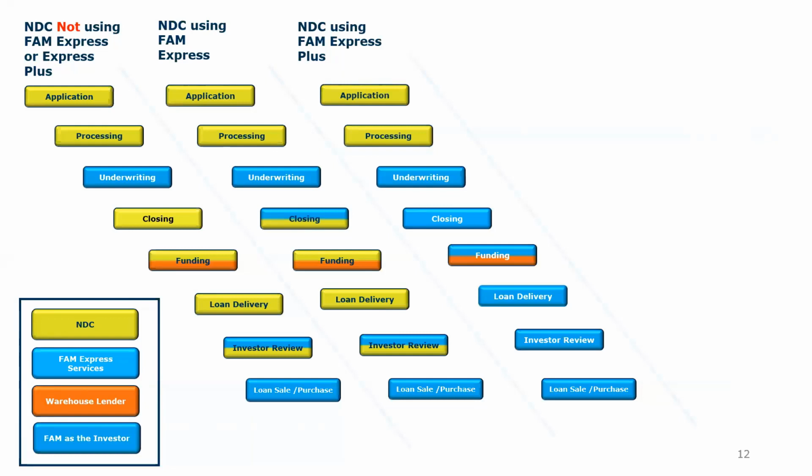So when you look at closing, an NDC not using FAM Express, the NDC is responsible for the closing. Whereas the NDC using FAM Express, they are responsible for some of those fulfillment services. Whereas with the FAM Express Plus, FAM's going to actually take over doing all of those. And then we get into funding, and we see, again, that the NDC, with not using the FAM Express, is responsible for some of those funding responsibilities, as well as the warehouse lender. And the same with the Express, whereas the Express Plus, they are not responsible for doing that. So they're going to be able to have the support in doing that.